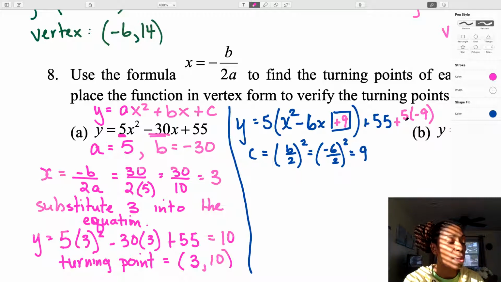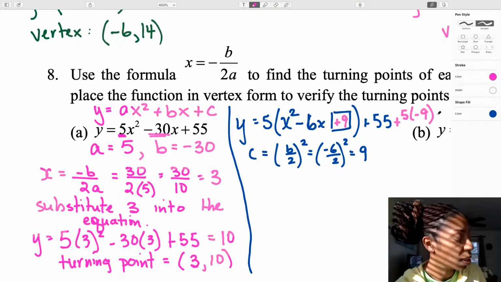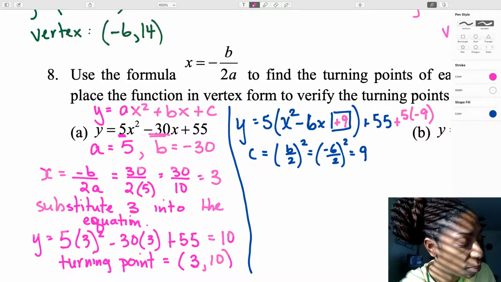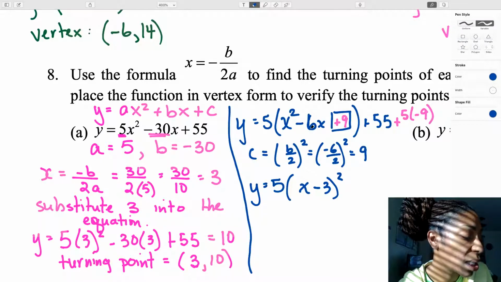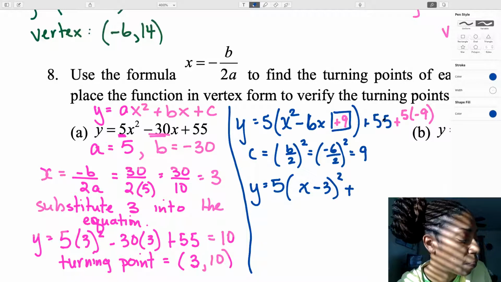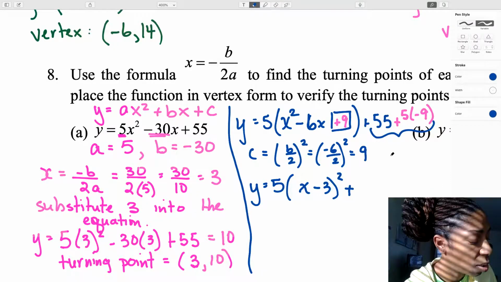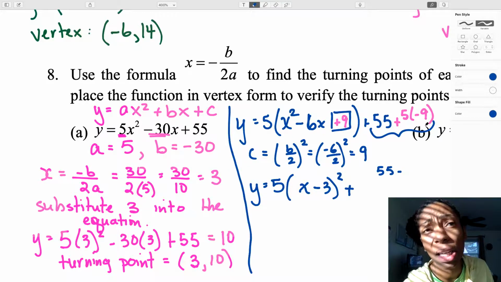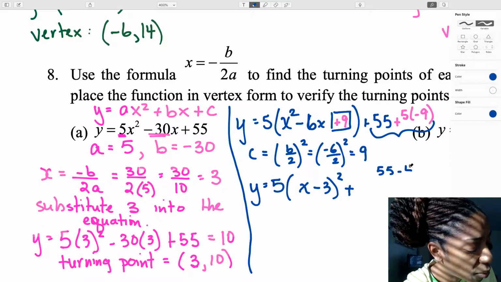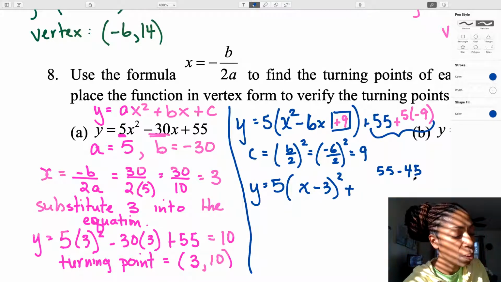We're going to add 5 times negative 9. All right, so that gives us, if we rewrite it as a binomial squared, (x - 3) squared, minus, because we have a minus 6, and the square root of 9 is 3. Plus, now we have to simplify this. So that's 55 minus 5 times negative 9 is negative 45. So minus 45, which is 10.